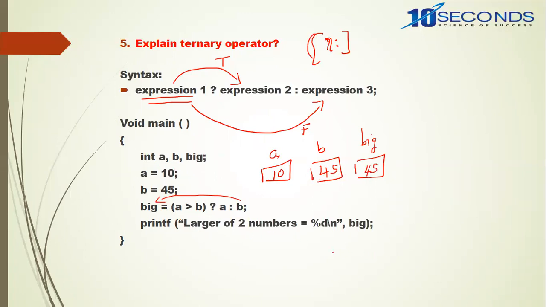Now "larger of two numbers equal to %d" corresponds to what is there in big, that is 45. So you get the message like this: larger of two numbers equal to 45, and because of \n the cursor will go to the next line. So, larger of two numbers equal to 45.